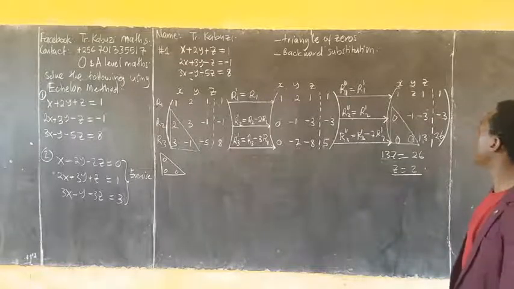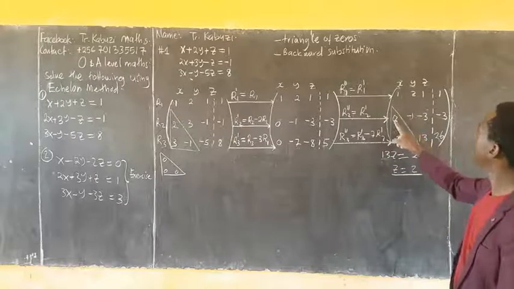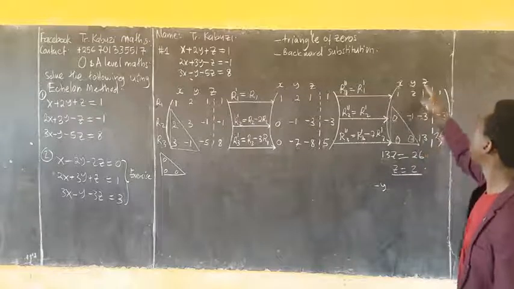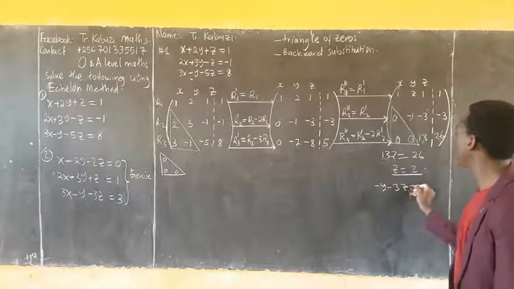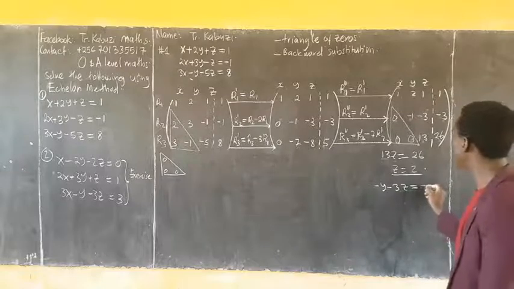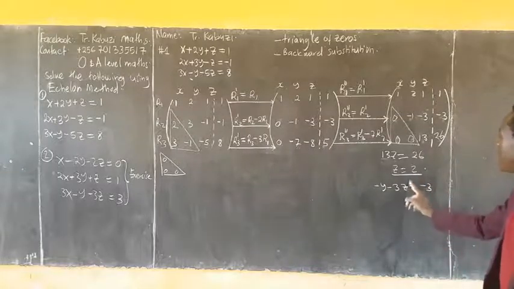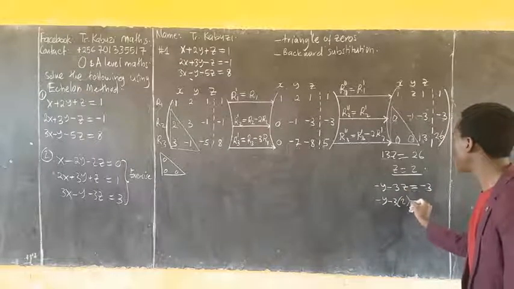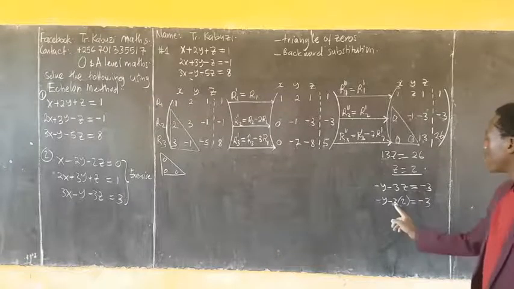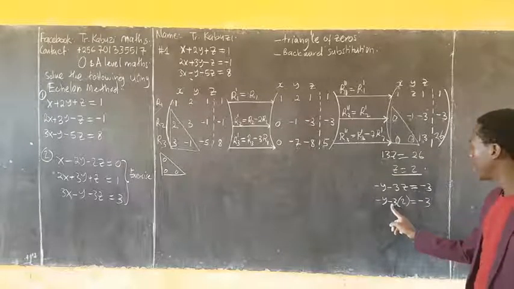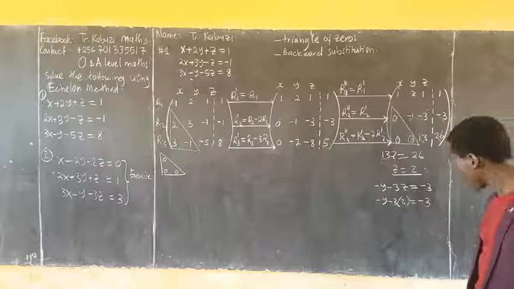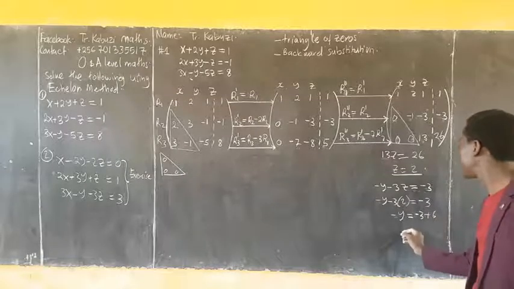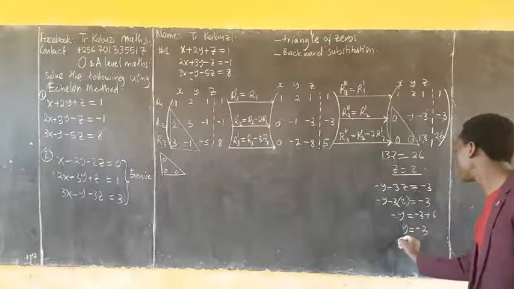Then we move to the next one. So we say this times this I get 0, this times this I get negative y, this times this I get minus 3z equaling to this, which is negative 3. But my z is already 2, so y minus 3 into z, which is 2, equals negative 3. This one is negative 6, take it to the other side. I'll have negative y equaling negative 3 plus 6. So my y becomes negative 3.